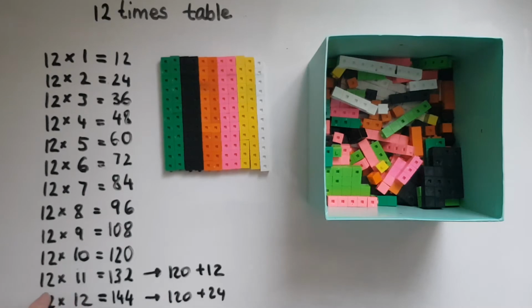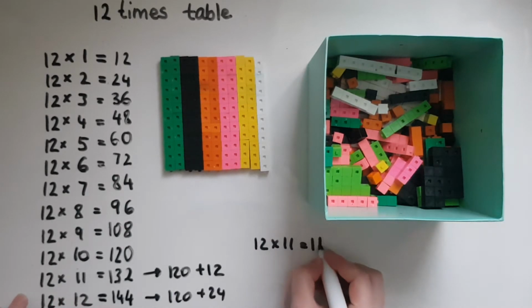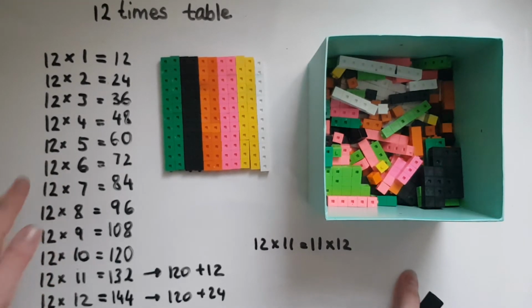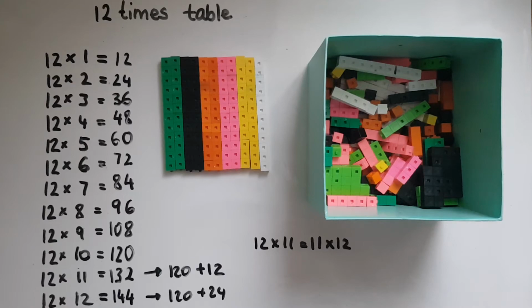So as we've just seen, 12 times 11 is the same as 11 times 12. So order does not matter in multiplication. You can also use other timetables to work them out. So if you know 5 times 12 what it is, you can just use that instead of going 12 times 5. However, break the 12 down into 10 and 2 always works.